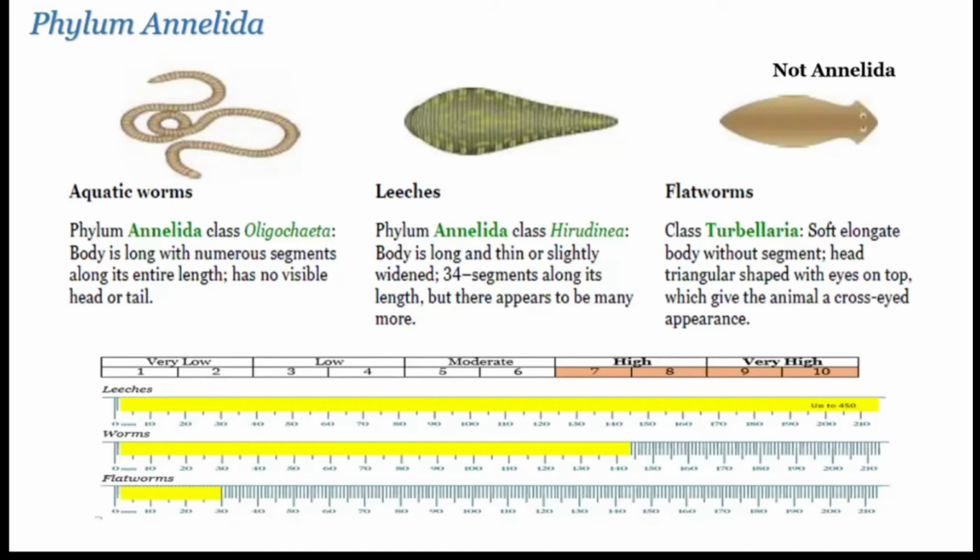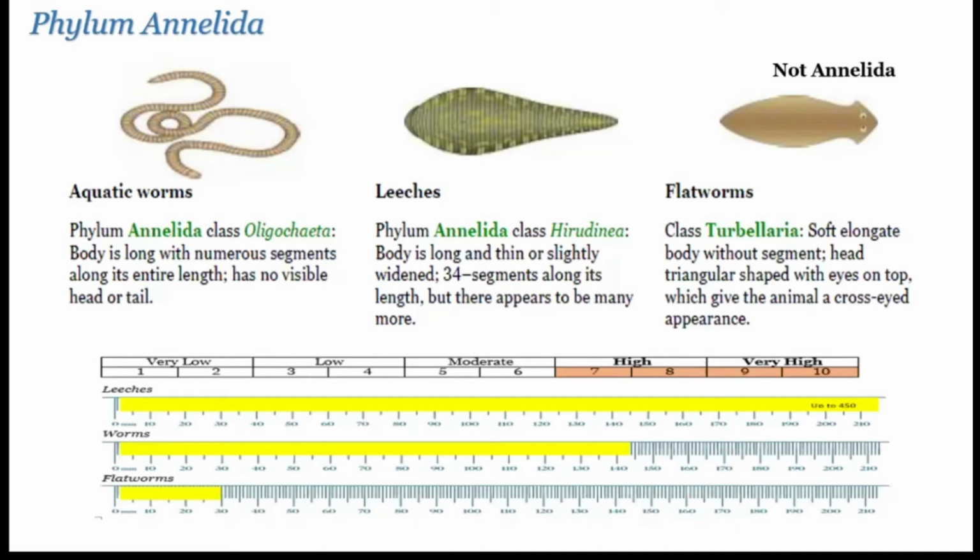Leeches are also segmented. They have specifically 34 segments, but don't bother to count because you'll never be able to do that. They have suckers on the ends of their body, sometimes on the tail and head, and sometimes only on the head. And the flatworms are included in this group also, the turbellarians. I only included them here because they're similar in appearance, but they're not actually an annelid. Turbellarians are typically very small, and they often look like leeches. So be very careful when you're trying to identify a leech versus a flatworm.